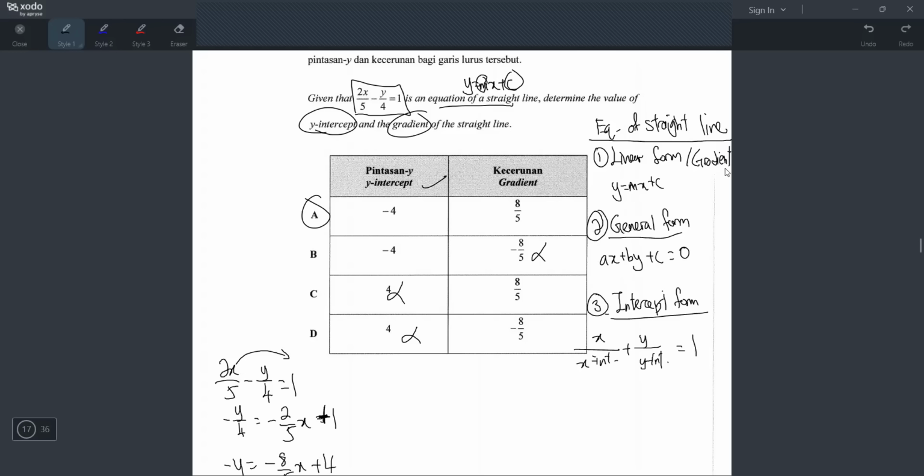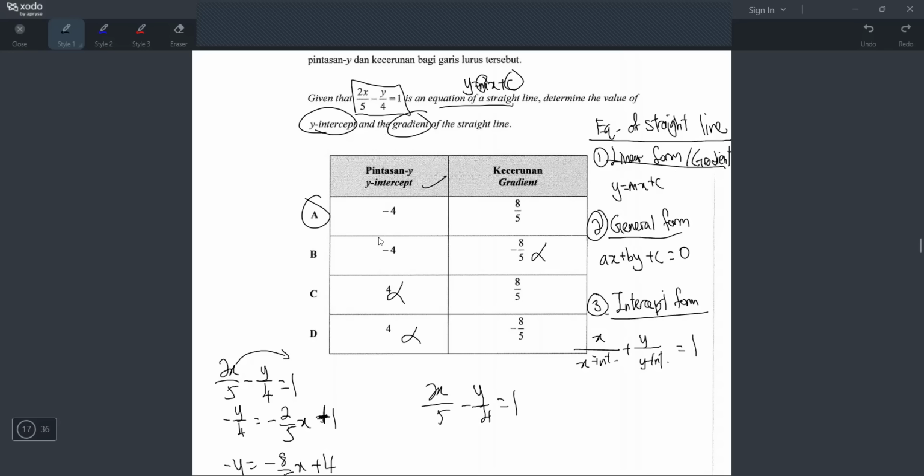Okay, and I want you to know that you can actually change the equation from this form to this form, to this form. They can change to each other. It means linear form can change to general form, to intercept form, and intercept form can change back. Dia boleh tukar-tukar, okay?